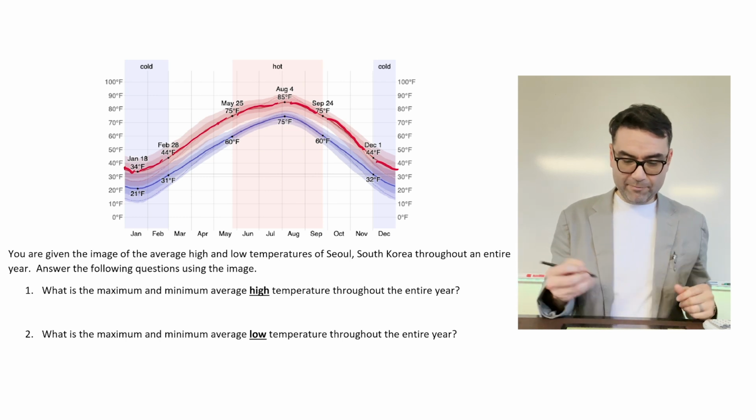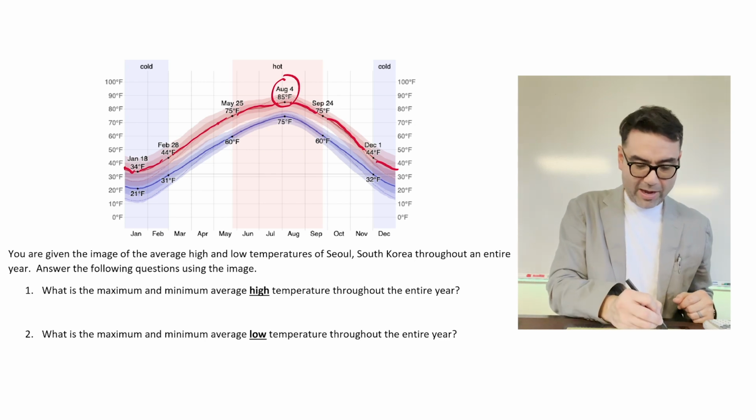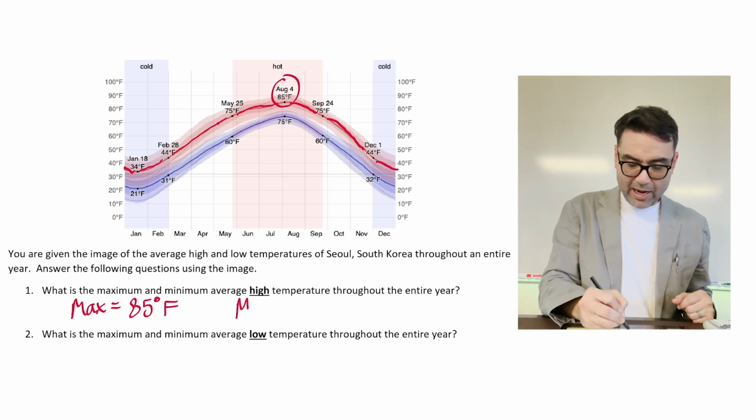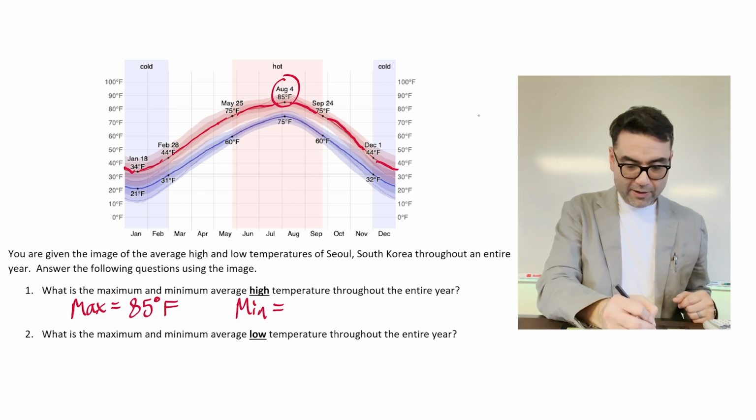And the maximum would be, if you notice this point here they give us, August 4th. So the maximum, I'll just say max, equals 85 degrees Fahrenheit. And the min average high would be in January 18th over here, 34 degrees.